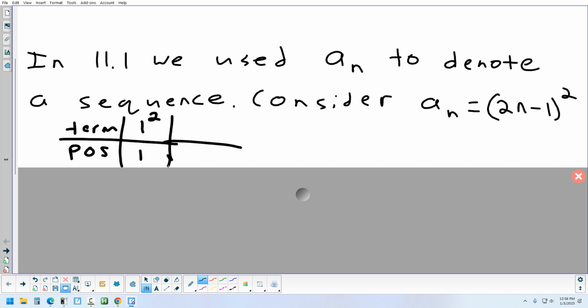You're going to see a pattern if I leave it like that. 1 squared. Okay. What would we plug in to get the number in the second position? 2. What's in the parentheses if you plug in a 2?